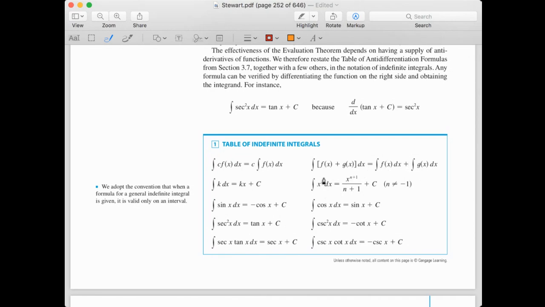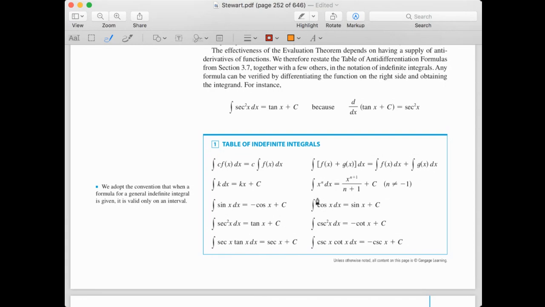If the integrand is a polynomial, we use the power rule. We add 1 to the exponent, divide by the new exponent, then add c. And n cannot be negative. If n is negative, that's log. Last, I'll add to the table.